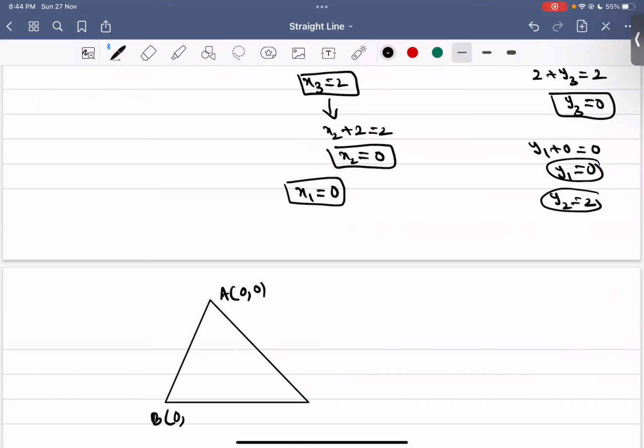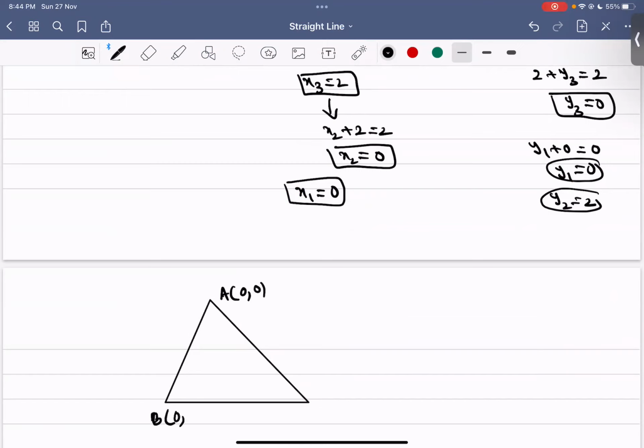Now, these are (x1, y1), (x2, y2), (x3, y3). We need the lengths of the sides. Now what is this distance? So BC distance is equal to what? Distance between 2 points: root of (2 minus 0) square plus (2 minus 0) square. That is equal to root 8, that is 2 root 2. That is this length, a is equal to 2 root 2.